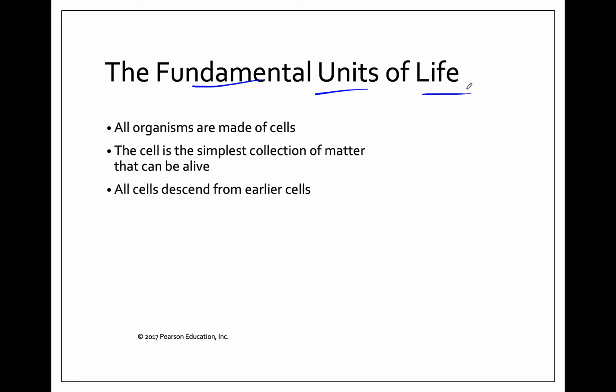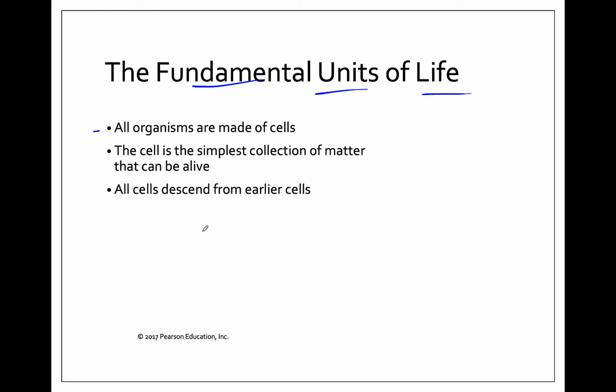So there are several tenets of what we call the cell theory, and one of those is that all organisms have to be made up of cells. So in order to be considered a living organism, you have to be made of at least one, if not more, cells. Cells are the smallest thing that can be living, and all cells descend from earlier cells. So what we're going to see is that in order to make new cells, you start with one cell, and then it splits into 2 or 4, depending on what kinds of cells you're making.